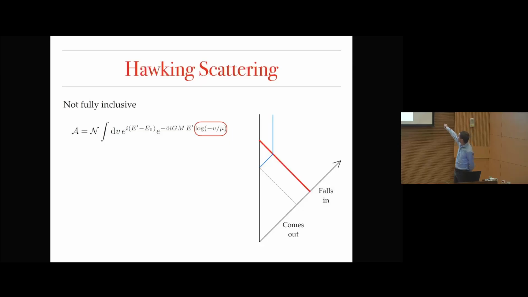My detectors are out here. If I wanted to have something that was fully inclusive, I would need to have detectors around the horizon. So there's something that's not fully inclusive about this amplitude, and that's reflected in the log. The integral here is over all v from minus infinity to infinity, but the log goes bad when v goes to 0. So we cut off the integral at 0. So this is the region where we can trust this calculation, and that cutoff is essentially some of the horizon physics that's going into the amplitude.